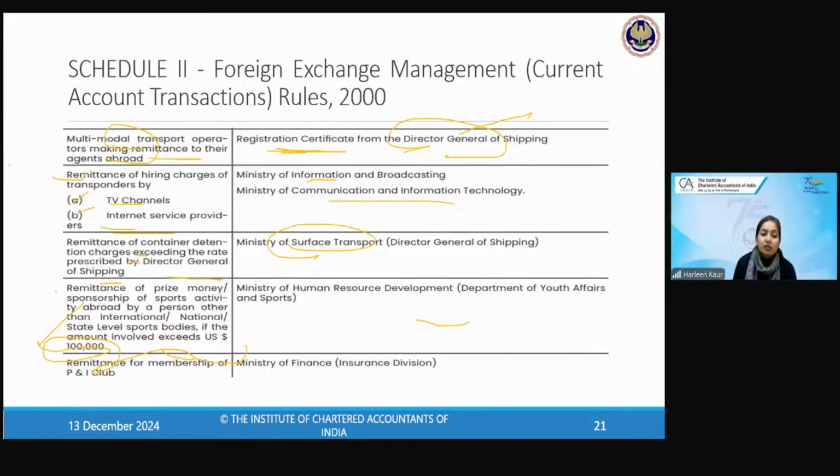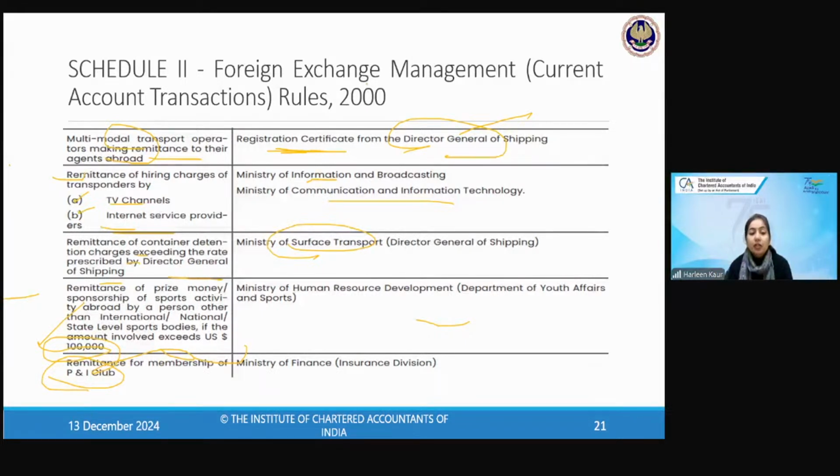If you are paying the membership fees for P&I Club, that is Protection and Indemnity Club. Please write down what is P&I Club, that is Protection and Indemnity Club. Yes, Swati, it can apply depending on whether you're paying the hiring charges to the transponders abroad. If they are doing activities over here only and the payment is being made, then no approval is required. Only if foreign exchange is involved, then the approval is required.